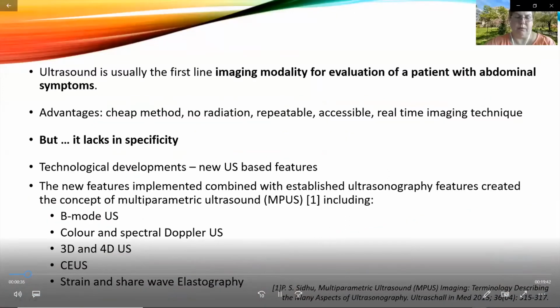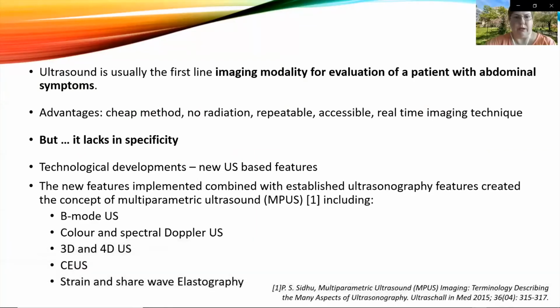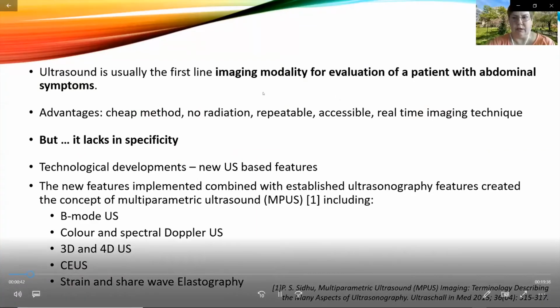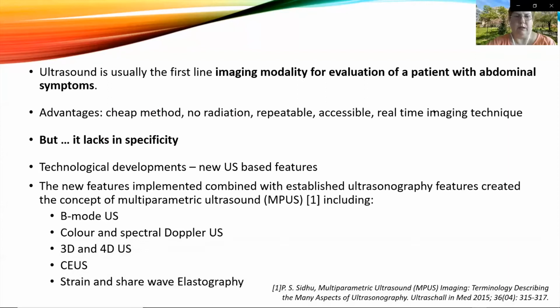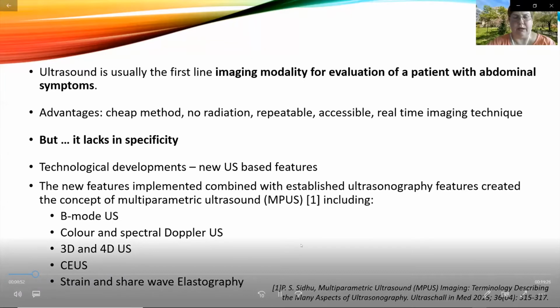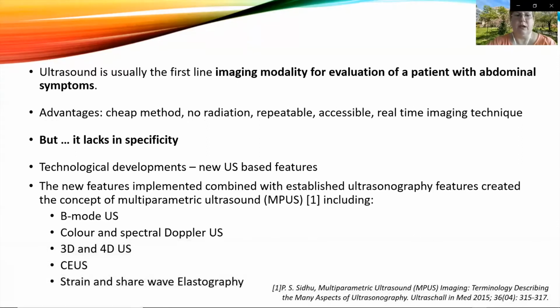So, as you probably already know, ultrasound is usually the first line imaging technique that is used in the evaluation of a patient with abdominal symptoms. It's a very easy to use technique, cheap, no irradiation. You can repeat it as many times as you like. It is also very accessible, and it's also a real-time imaging technique. The problem is that even if it has so many advantages, it lacks in specificity. So even if you are able to see some pathologies, there are situations when you cannot say exactly what you are looking at, only that there is something pathological with the patient.